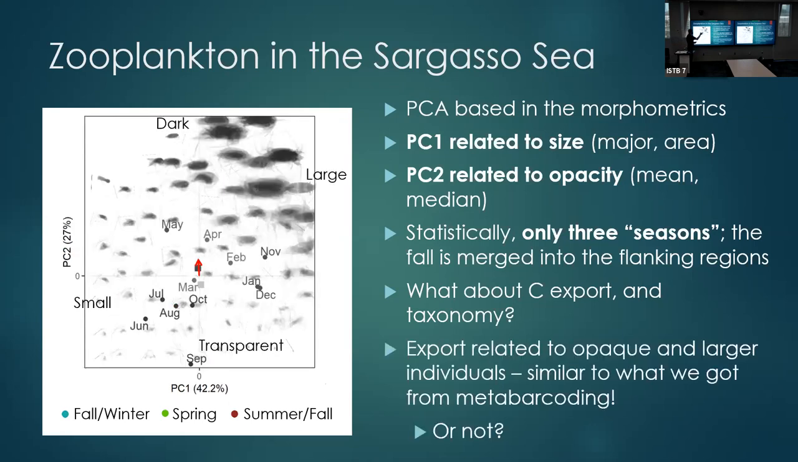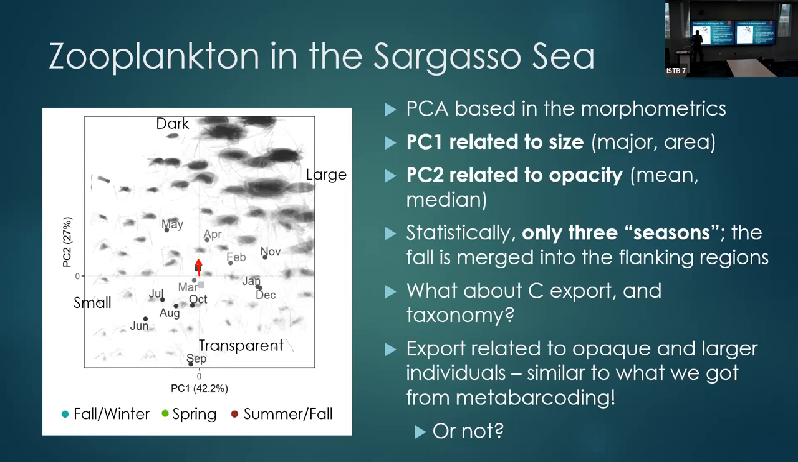This is the same graph, but we have overlaid the pictures of the animals in each of these clouds, all right? And this red line indicates the relationship between this distribution and carbon export. So this is telling me that carbon export is maximum when we have large and dark individuals. It doesn't correspond exactly with the months because March is down here, so it doesn't follow the same pattern. But if you remember, the animals we had during the large export were these big, dark guys, Pleuromamma, that Amy was showing, right? And then low export is related to small, very transparent individuals. So, okay, at least we agree on that. With high export, we have large and dark individuals that are doing this migration.